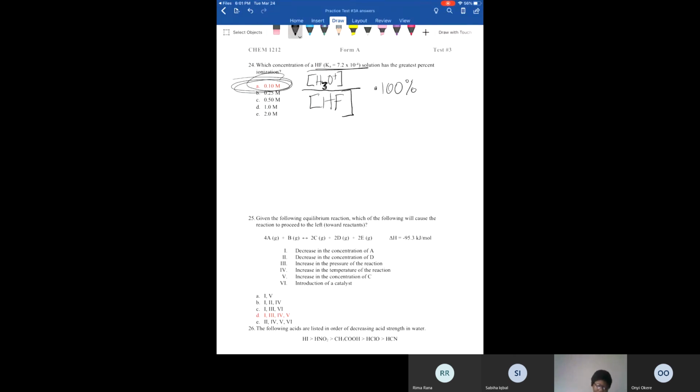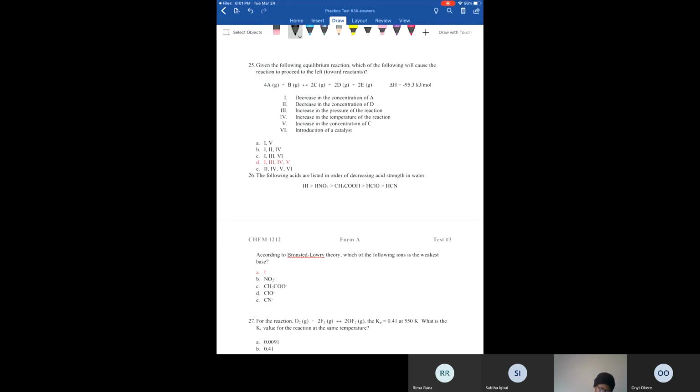Given the following equilibrium reactions, which of the following will cause the reaction to proceed to the left towards reactant? If I decrease A, it's going to proceed to the reactant, because if I decrease this, it's going to want to shift back to increase that, because now you don't have enough reactant. If I decrease the concentration of D, it's going to shift away. It's going to want to increase, so it's going to decrease the concentration of reactants and shift towards the products.